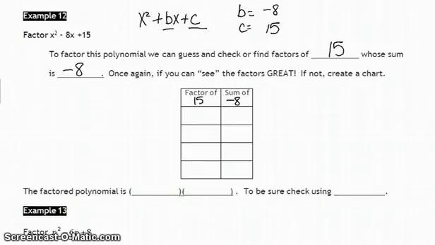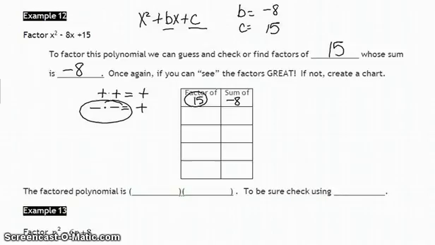Well, in order to have a positive product, I need to either have a positive times a positive, that's going to give me a positive answer, or a negative times a negative, that's going to give me a positive product. Which one of those, however, will provide me with a negative total? We're only going to look at those negative factors. That's the only way I'm going to arrive at negative 8.